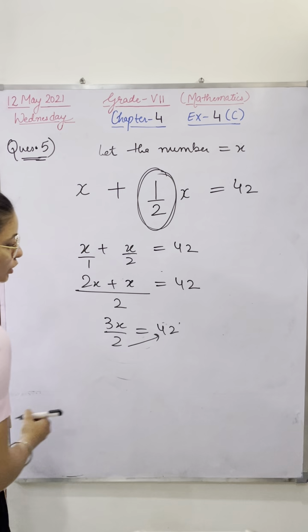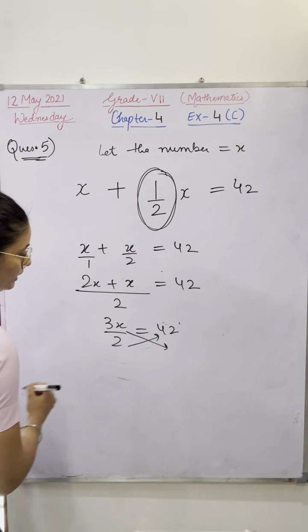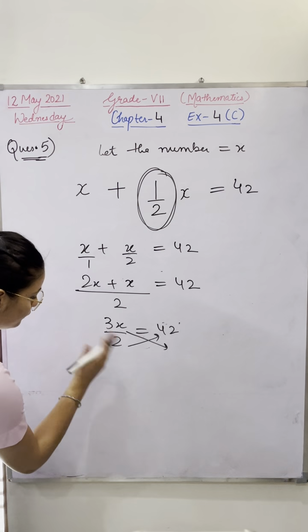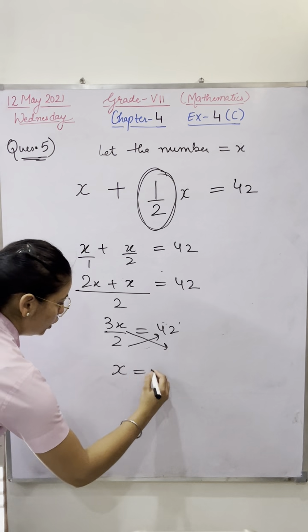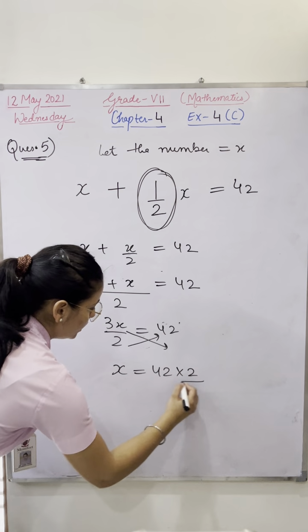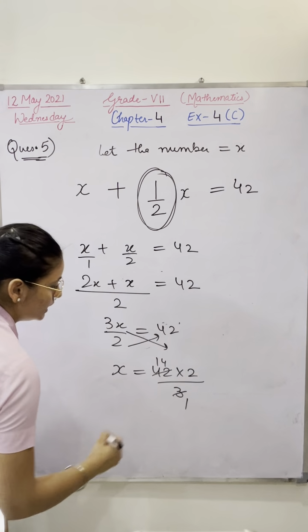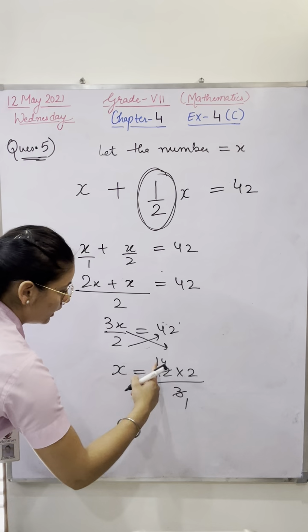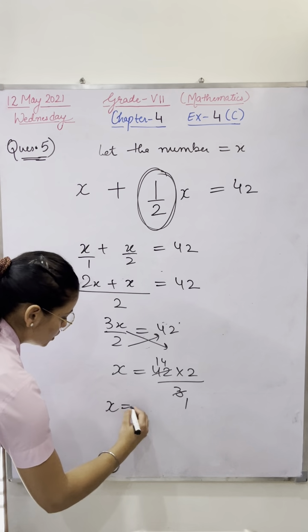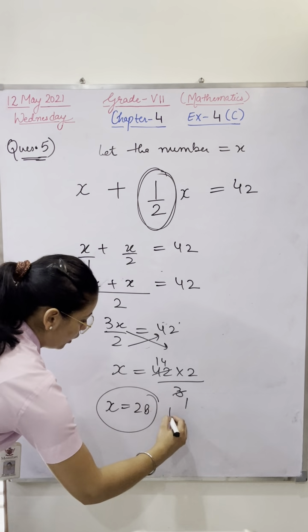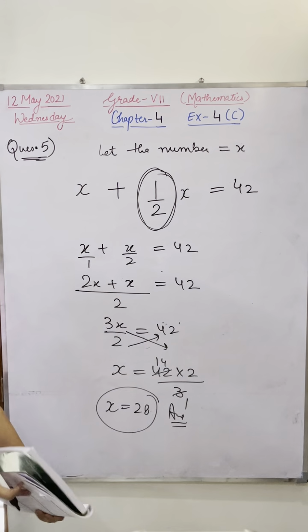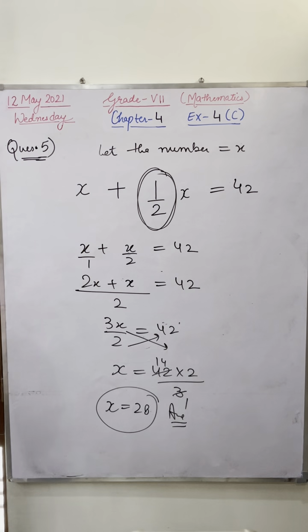2 will go in the numerator, 3 will come in the denominator. Only x will be left. x equals 42 multiplied by 2 divided by 3. 3 into 14 is 42, so 14 into 2 will be equal to 28. And this will be your answer. Any doubt?